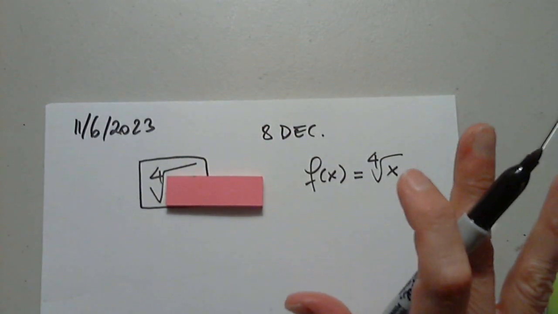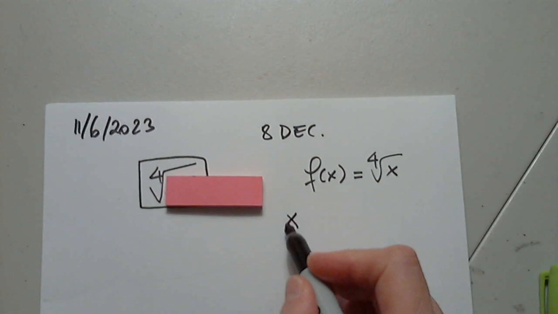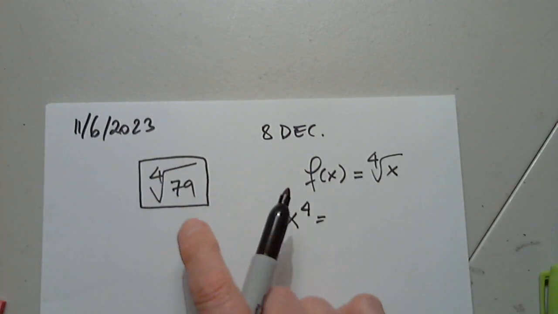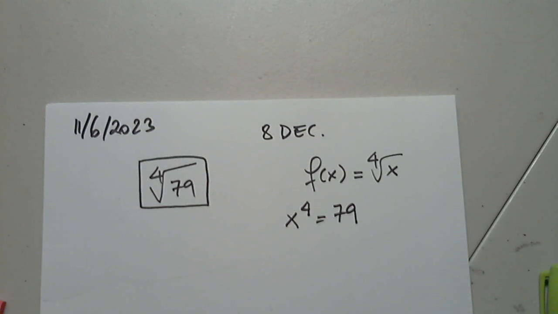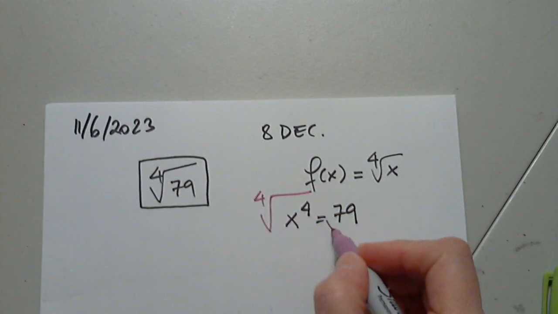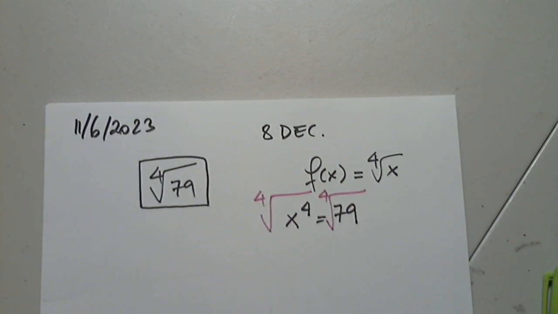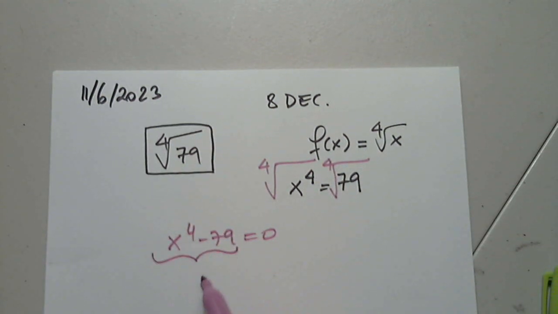So in other words, when I solve the equation x to the fourth equals 79, it's the only time in which I will apply the fourth root. There is no other way. I will not apply the fourth root on any other equation unless I have x to the fourth. Which means the function is x to the fourth minus 79 equals 0. So this is our function.